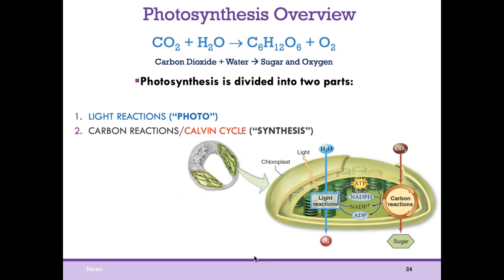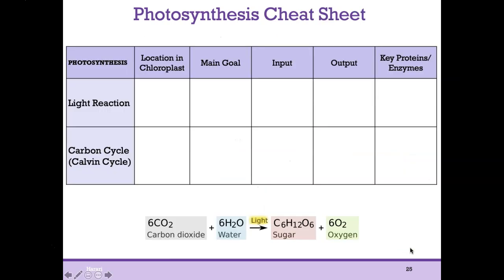Photosynthesis can be broken down into two major steps. The first is called the light reactions. The second is called the carbon reactions. The light reactions are the photo part, so light. The carbon reactions, also known as the Calvin cycle, is the synthesis part. So the light reactions will convert solar energy to chemical energy. And then in the carbon reactions, they're not using light directly, but they're going to do a lot of the reactions to actually build glucose, build sugars, using carbon dioxide from the atmosphere. And that's why they're called carbon reactions. They're building carbon dioxide into sugar.